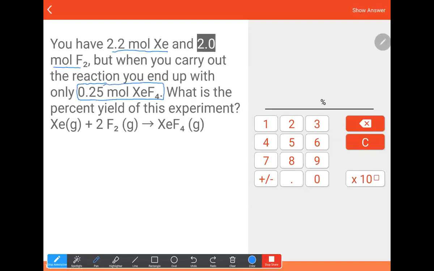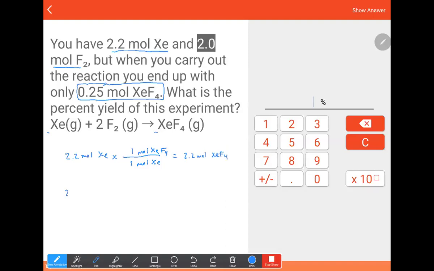So first thing we have to do with any sort of limiting reactant is figure out how many moles of product each reactant would provide. In this case, we don't have to go to grams at the end. We're just going to stay in moles. So let's look at both of these. So 2.2 moles of xenon, and then we're going to get out of moles of xenon and into moles of our xenon tetrafluoride. And we see that is a 1-to-1 ratio. So we have 2.2 moles of our product.